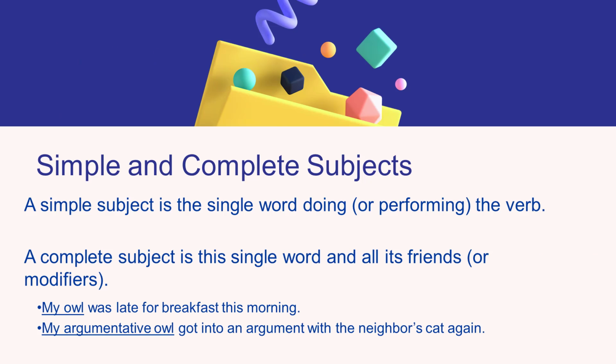Then we have different types of subjects, and so there's simple subjects and complete subjects, and there are compound subjects as well, but I'm just going to focus on these two today. So a simple subject is the single word doing or performing the verb, and a complete subject is that word and all of its friends. So we might have like my owl. Well, my is telling us more about the owl. So owl is the simple subject, but my owl is the complete subject. Or my argumentative owl, well, the same thing here. Argumentative is an adjective for the owl. And so my argumentative owl is the complete subject.